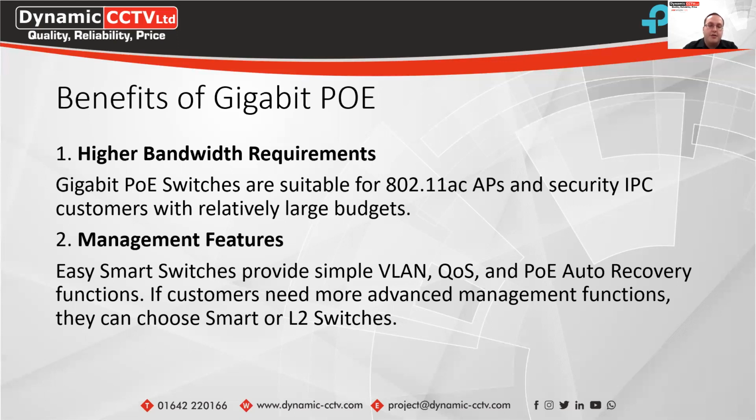So it's making sure that you're using gigabit where it is actually needed and not trying to use it with the 100 meg switches. Also with the gigabit PoE switches, they are the Easy Smart switch ranges, so you can set up VLANs on them, quality of service. There's also the new PoE Auto Recovery function, which we'll cover on the next slide in a bit more detail. And there's also different levels of management functions. So you can choose from the smart switches, or you can go for layer 2 switches that are available in the gigabit PoE range that you can buy from us there.